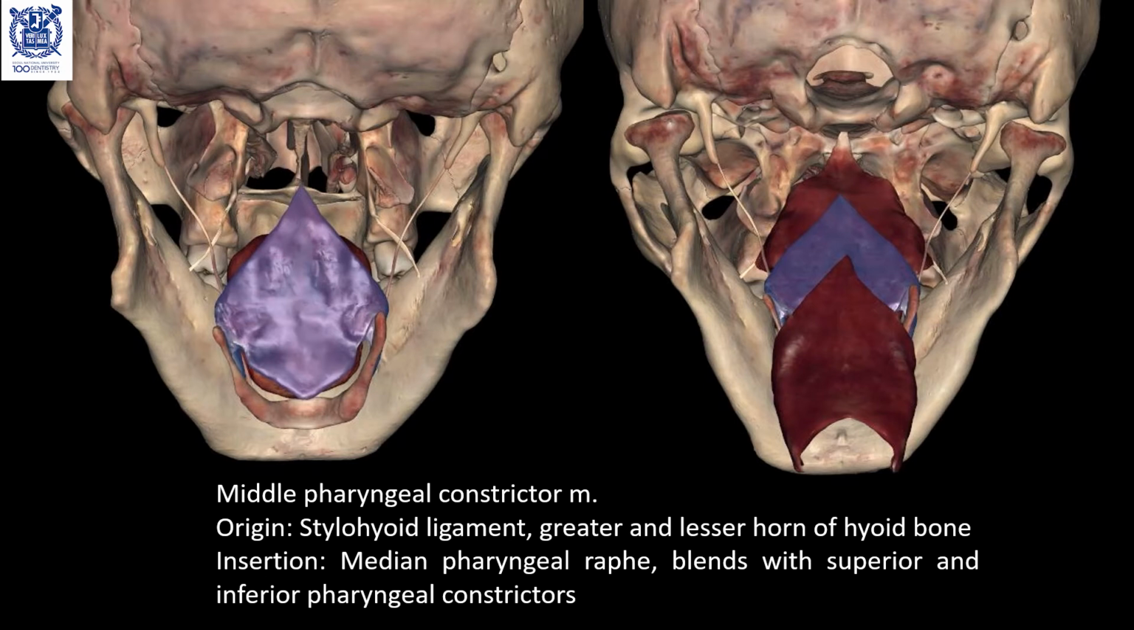The fibers diverge from their origin. The lower ones descend beneath the inferior constrictor, the middle fibers pass transversely, and the upper fibers ascend and overlap the superior constrictor. It is inserted into the posterior median fibrous raphe, blending in the middle line with the muscles of the opposite side.